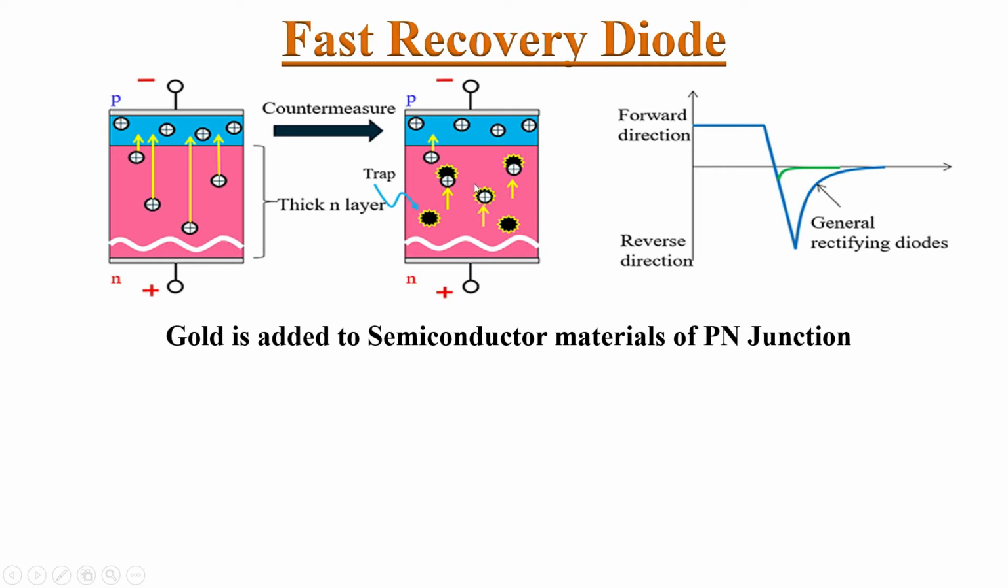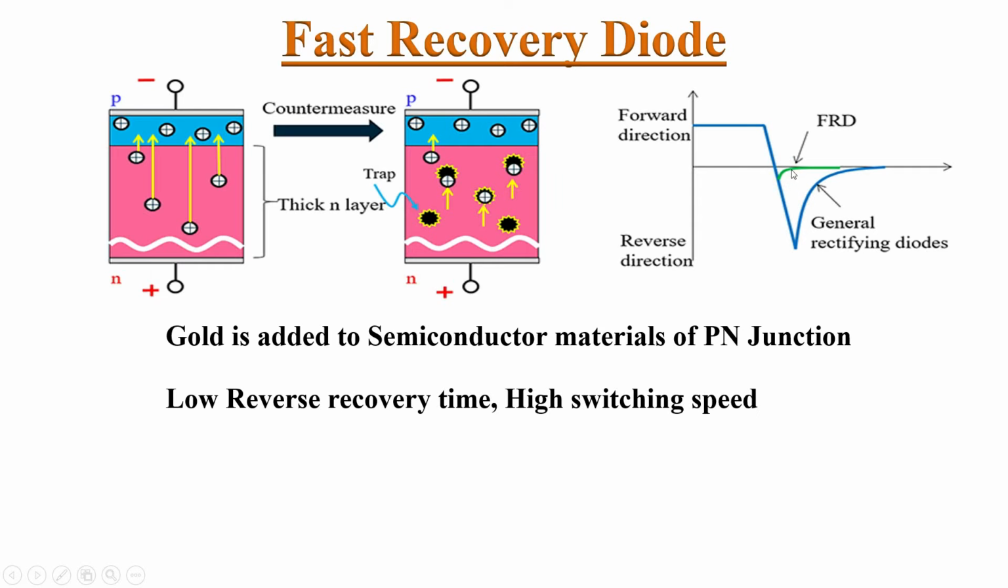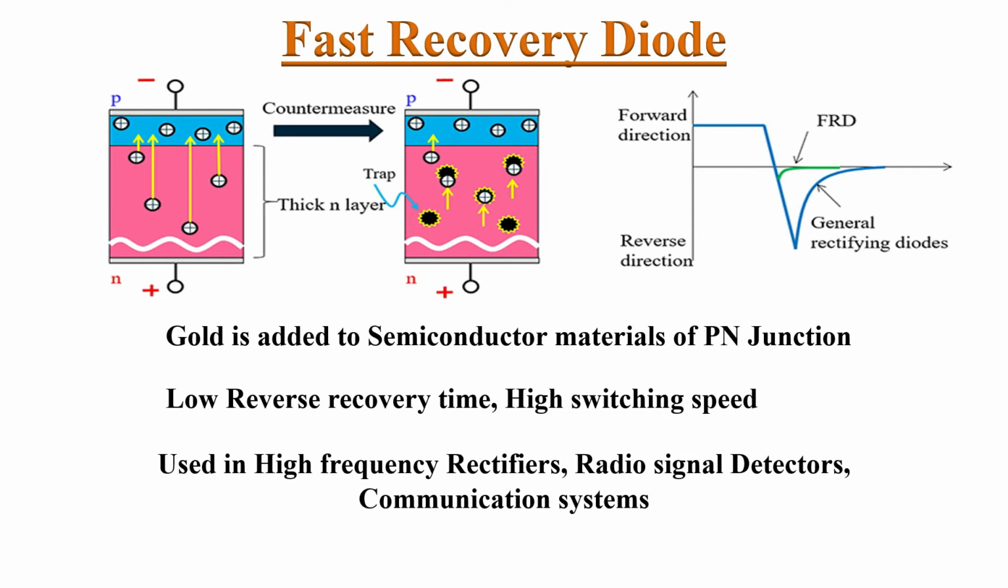During reverse bias, because of the traps, holes take less time to go back to the P region. Hence, low recovery time and high switching speeds can be obtained. Fast recovery diodes are widely used in high frequency rectifiers, radio signal detectors, communication systems, etc.